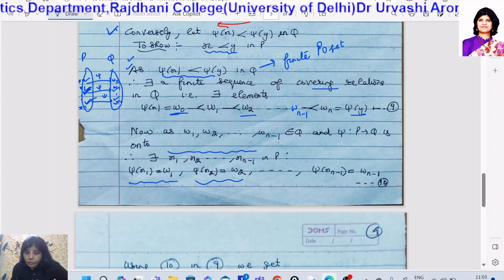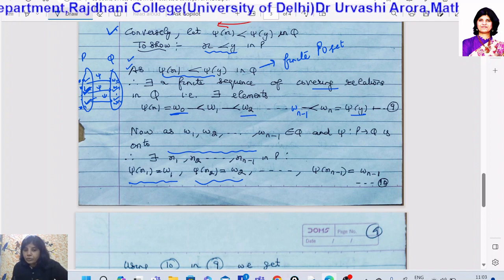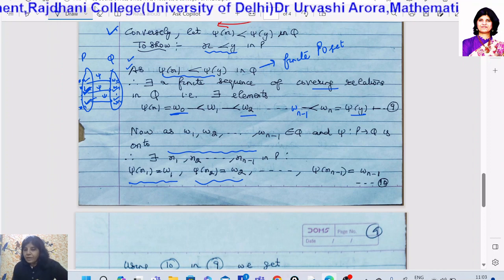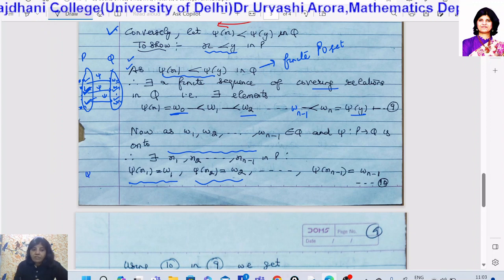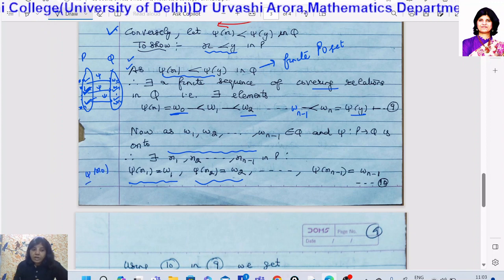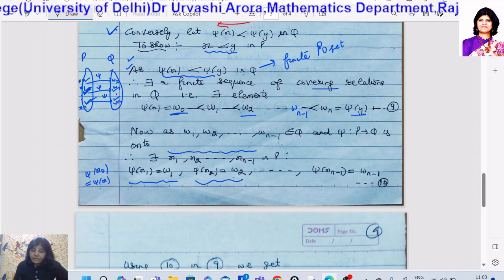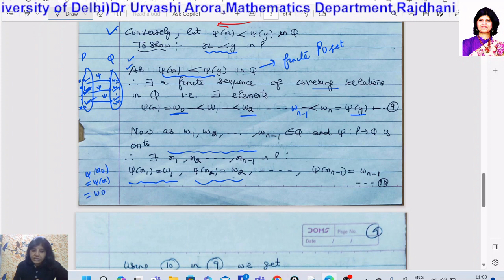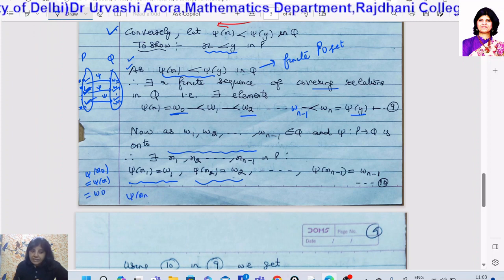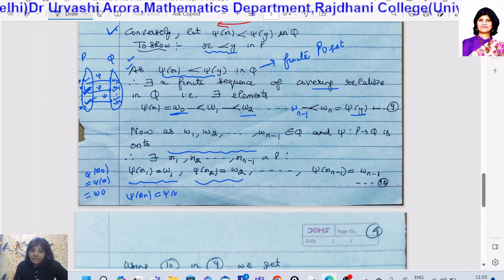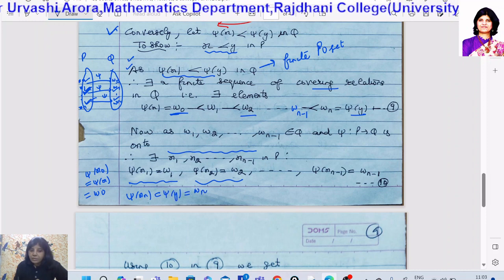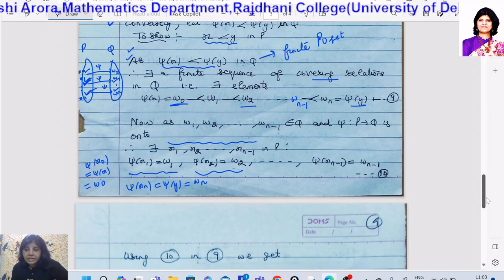So psi x1 is equal to W1, psi x2 is equal to W2, psi xn minus 1 is equal to Wn minus 1, and in fact psi x naught is actually psi x only, because we had just taken this as our notation, and this is W naught. And psi xn is actually psi y, which is nothing but Wn. This is because psi is an onto map.